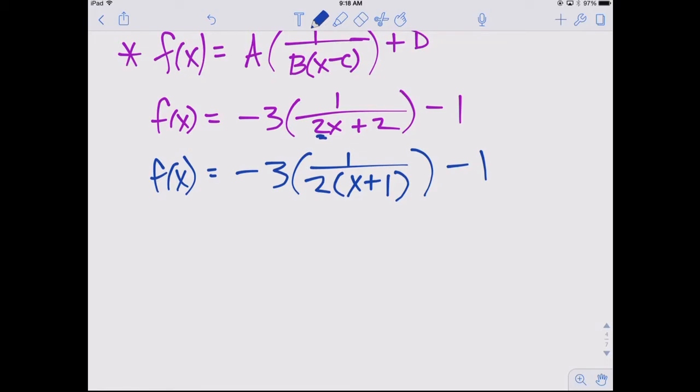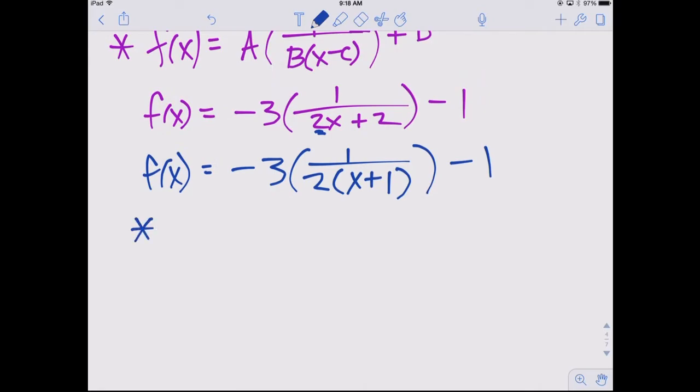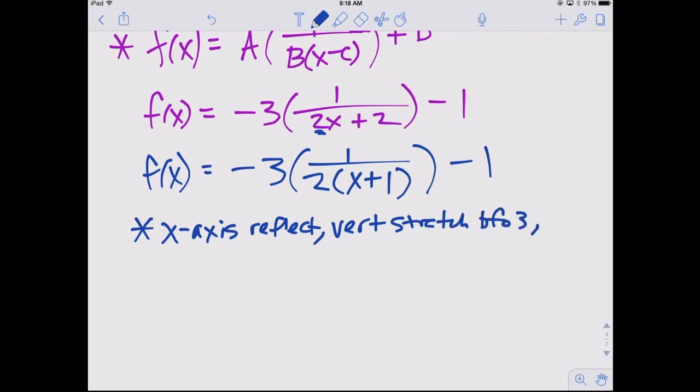Now let's talk about what these things do, because I'll have you explain this. Let's just go ahead and list it. We're not going to list them every time, but on the first one we can. What does the negative out front do? X-axis. So x-axis reflection, followed by, what does the 3 do? Good. A vertical stretch by a factor of 3, followed by the 2 in the denominator would be a horizontal. It's multiplied with the x, so it's horizontal stretch or compression.